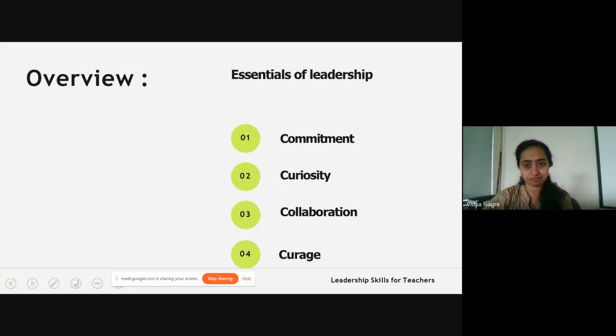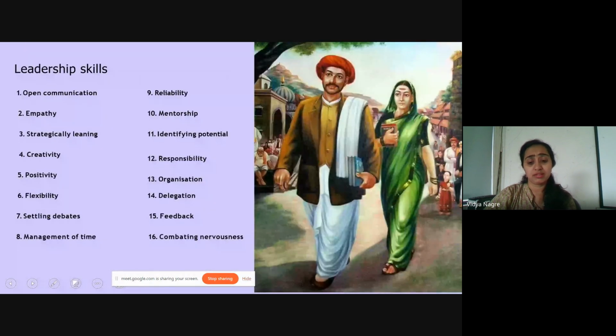Now, who are the true leaders? True leaders are those who have commitment, who have curiosity, who have collaboration, and who have courage. This is a definition of a true leader. These are the essentials of a true leader. Now, as a teacher, what do you think? Where are you going to use these leadership skills and why do you need those? Basically, leadership skills are needed for teachers for varieties of purposes. But before we go for understanding the purposes of various leadership skills among the teachers, we should first understand various characteristics of the leadership altogether.